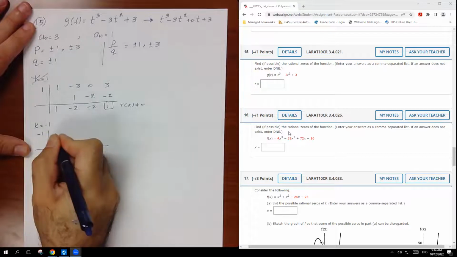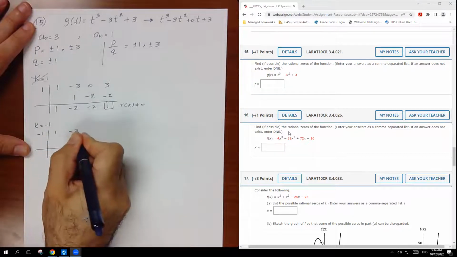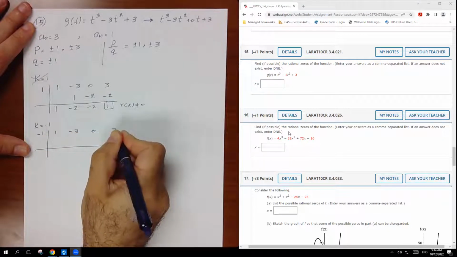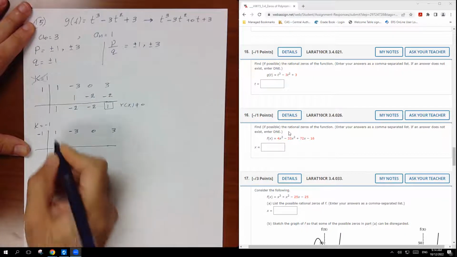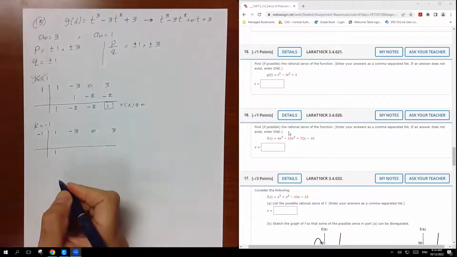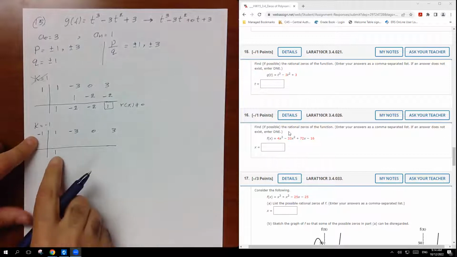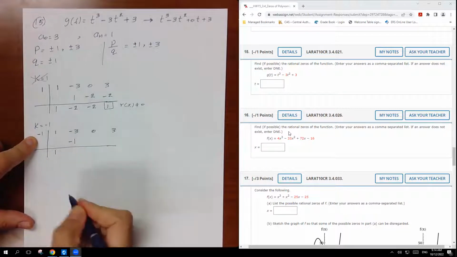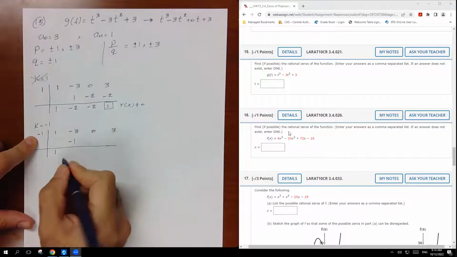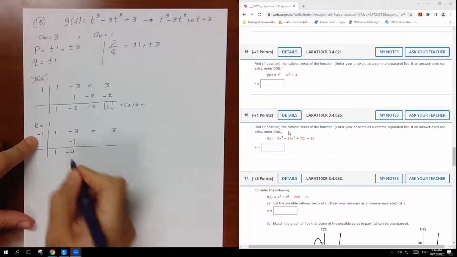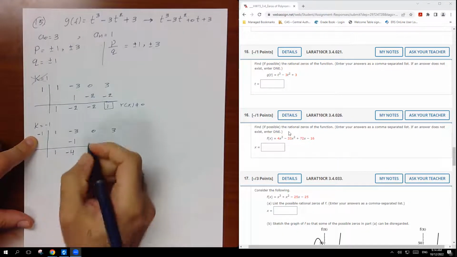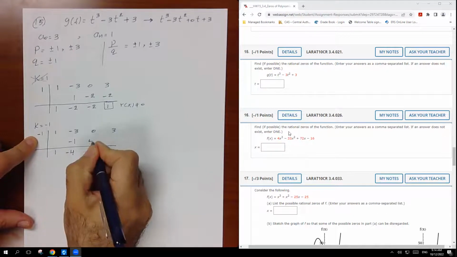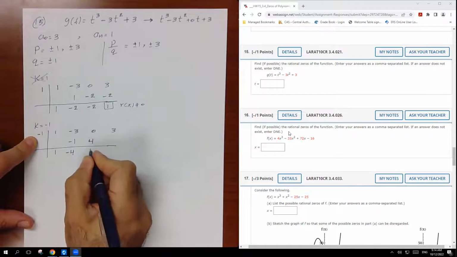-1, and here's 1, -3, 0, 3. Write down this number. -1 times 1 is going to be -1. Combine these together is going to be -4. -1 times -4 is going to be 4. Add these together is going to be 4.